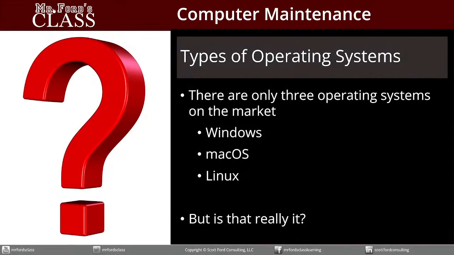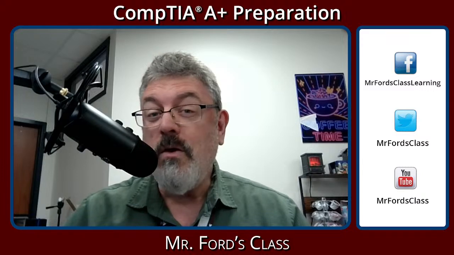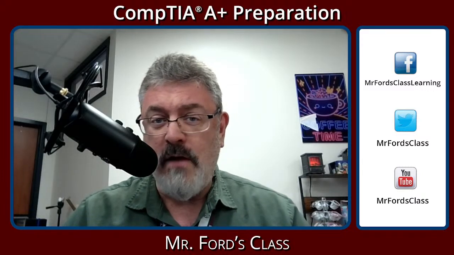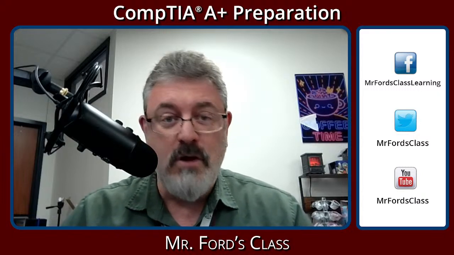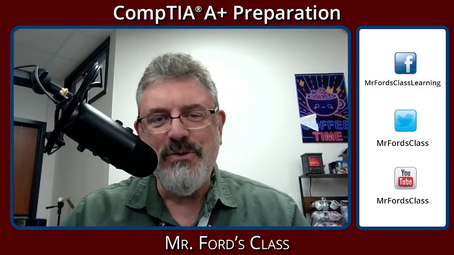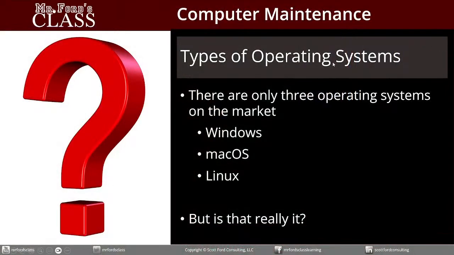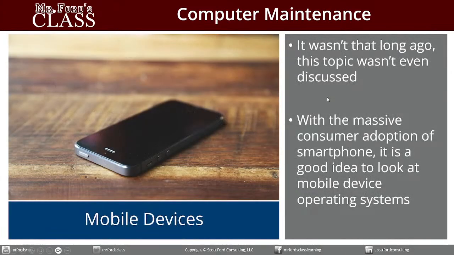Now, what if I was to tell you that there were only 3 operating systems on the market? Windows, Mac OS, and Linux. Am I telling you the truth? Are there only 3 operating systems on the market? Well, kind of, if I'm asking the question, obviously the answer is probably no, there's more operating systems out there, or I'm just playing mean games. But yes, there are more than 3 operating systems on the market. We, in fact, have operating systems for mobile devices. We have operating systems for workstations, servers, and embedded and firmware. So looking at mobile devices.